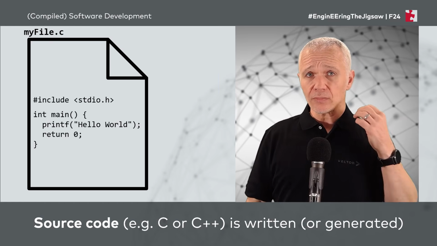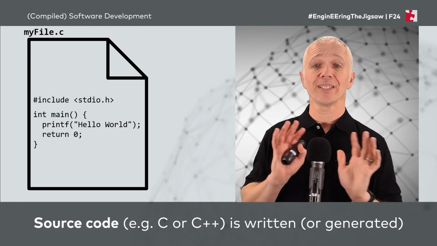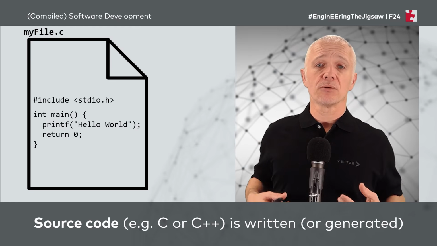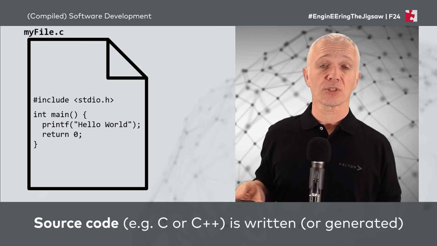So how does compiled software development work? Let's use the example of C. So we write some C source code in a file with a .c extension, as we see here.